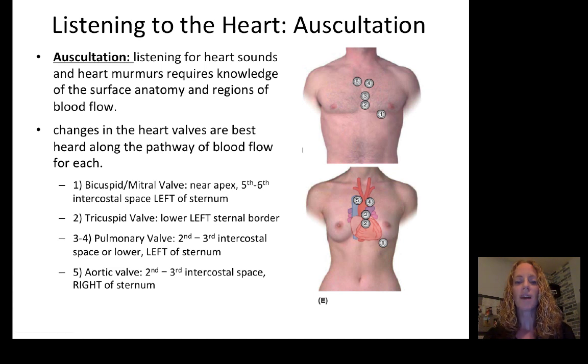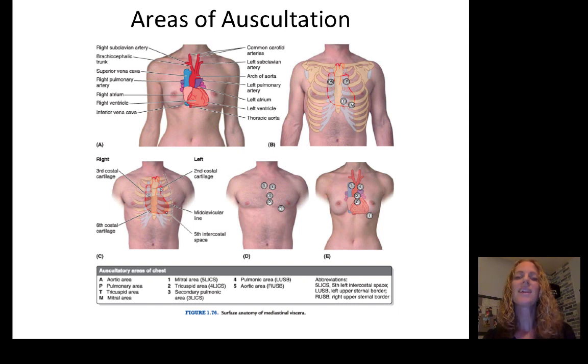The tricuspid valve is best heard near the left lower sternal border. The pulmonary valve is best heard either to the lower left of the sternum or between the 2nd and 3rd intercostal space. This is numbers 3 and 4 on the diagram. The aortic valve is best heard between the 2nd and 3rd intercostal space to the right of the sternum. You will learn these areas of auscultation in your physical exam portion of your clinical skills course.